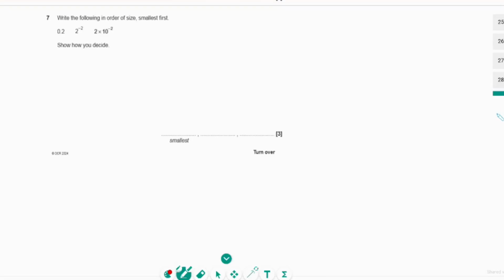Write the following in order of size, smallest first. Let's convert them all to decimal form. Calculator paper, just type this into your calculator. 2 to the power negative 2, 0.25. Again, you can just type this into your calculator, or this is in standard form. When you're timesing by a negative power of 10, it means you're dividing by 10. So 2 divided by 10 divided by 10 gives you 0.02. So our smallest.